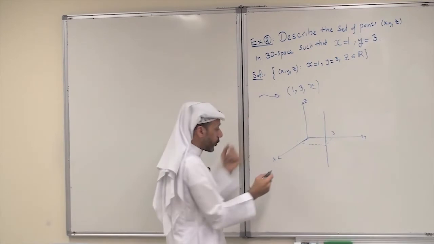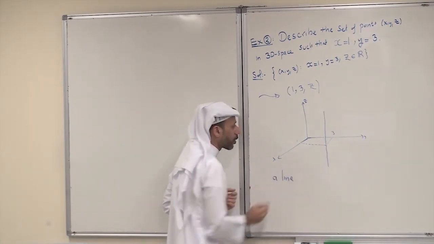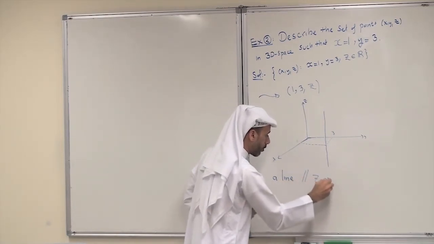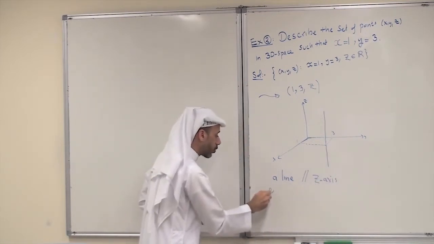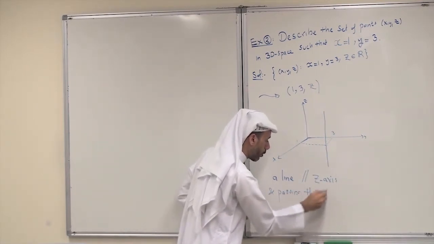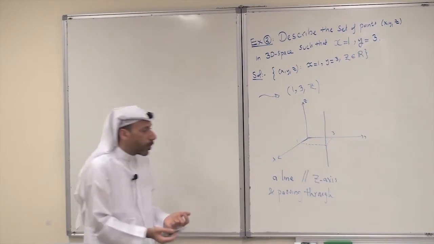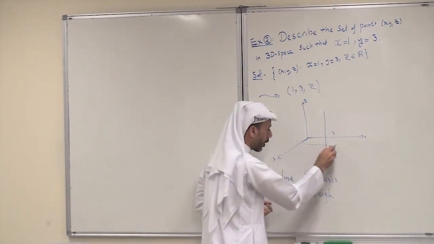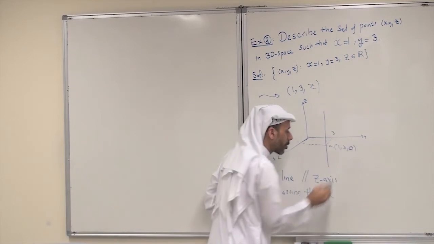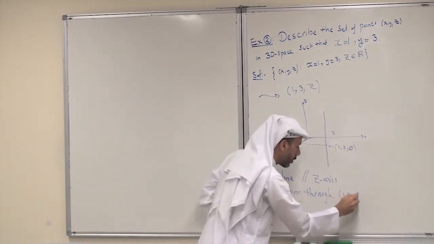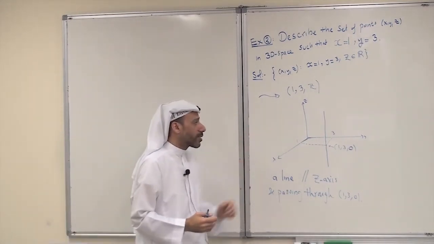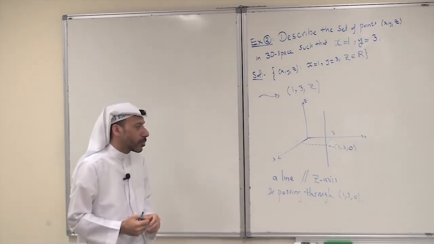So this set is just a line parallel to the z-axis and passing through... it is enough to find one point. I can take the point here, which is 1, 3. In the floor, z is 0. So this is 1, 3, and 0. So the description of the given set is just a line parallel to the z-axis and passing through the point 1, 3, 0.